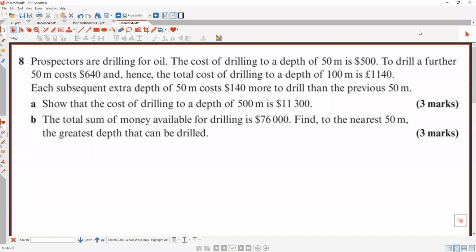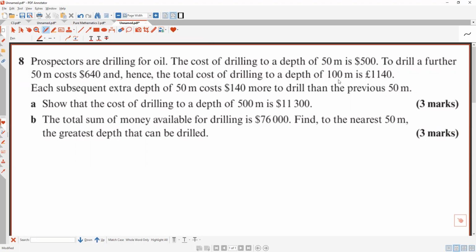Record on this computer. Now, they said prospectors are drilling for oil. The cost of drilling at a depth of 50 meter is 500. So, first 50 meter, 500. To drill a further 50 meter, it costs 640. That means it's increasing by 140, 140.